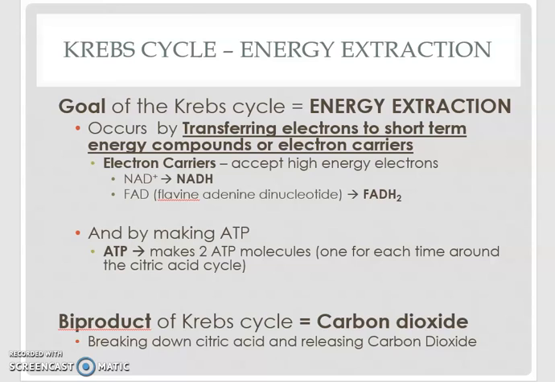It'll make 2 ATP molecules for each time it goes through the cycle. So each molecule of glucose will cause the citric acid cycle to turn twice, essentially. The byproduct of the Krebs cycle is carbon dioxide. So breaking down pyruvic acid will produce carbon dioxide, ATP, and then these carriers, NADH and FADH2.